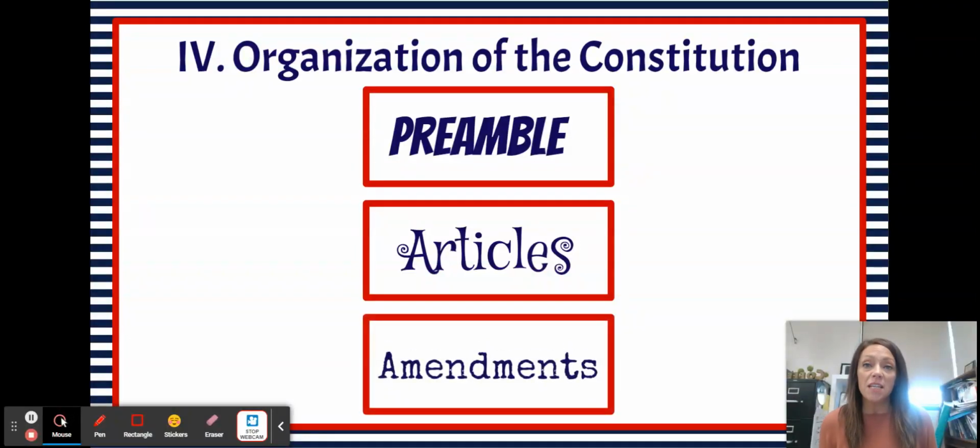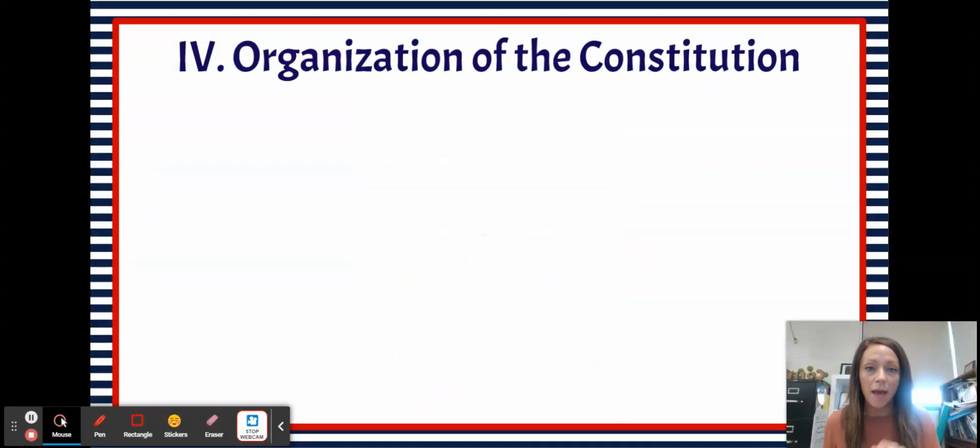And the third section is the amendments. And an amendment is an addition to or a change to something. And we have 27 amendments in our U.S. Constitution. The first 10 amendments are known as the Bill of Rights, but the entire amendment count is 27. You also need to know that.